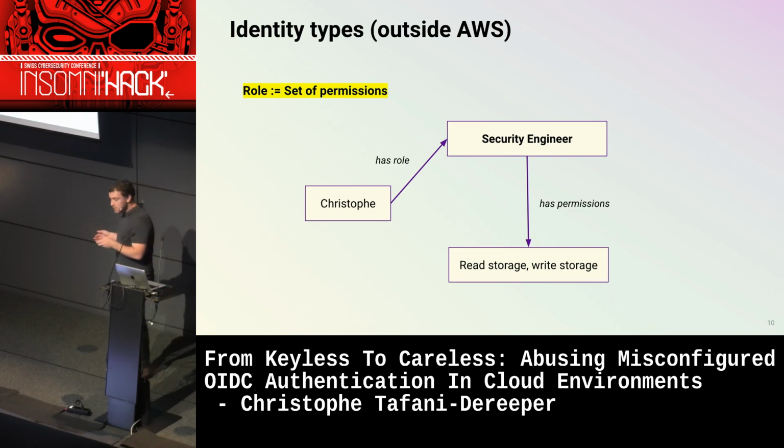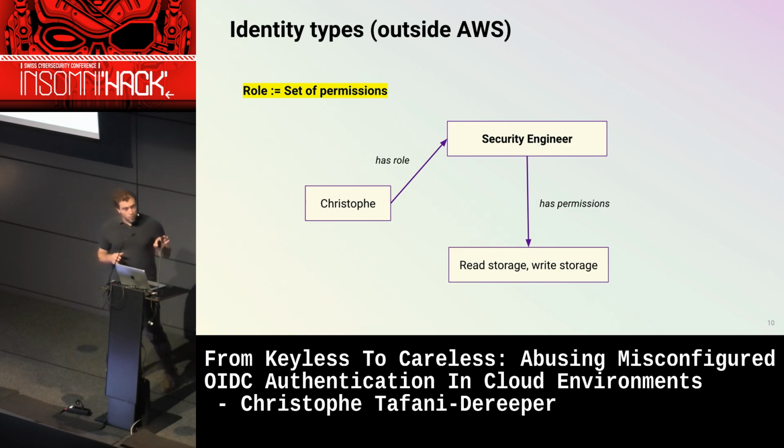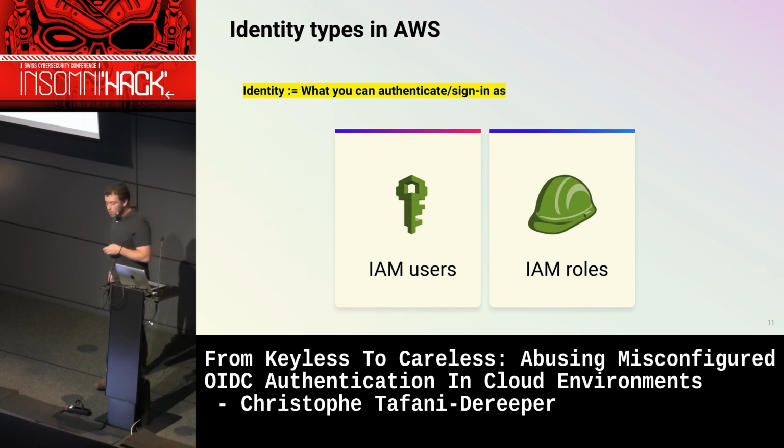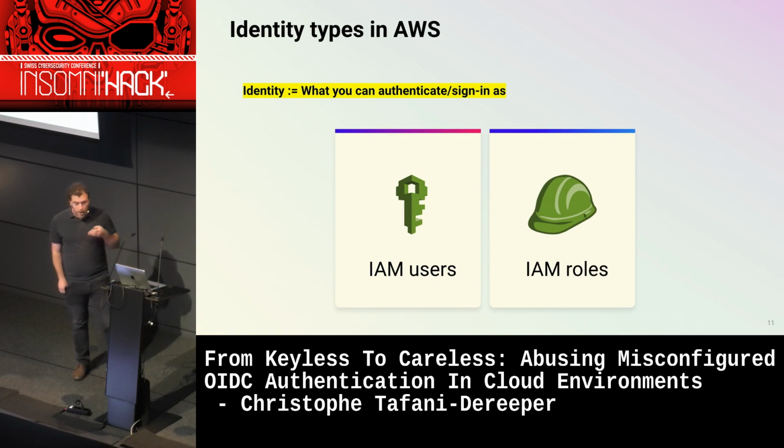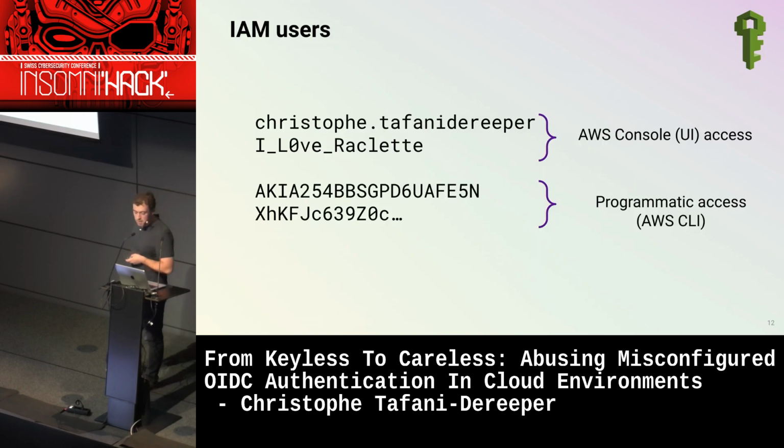In AWS, it's totally different, so you have to forget about all of this and consider that a role means something totally different. Namely, it's a full type of identity that you can authenticate as. In AWS, you have two ways to authenticate: IAM users and IAM roles. So a role is not a way to assign permissions to something. It's a full entity by itself. Something to keep in mind.